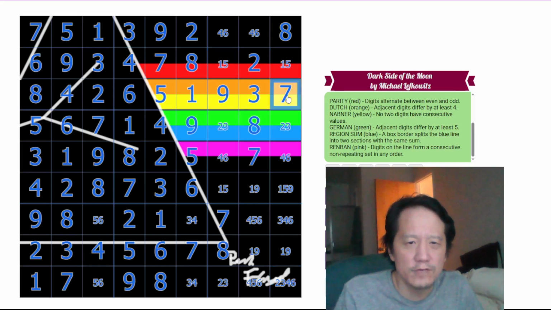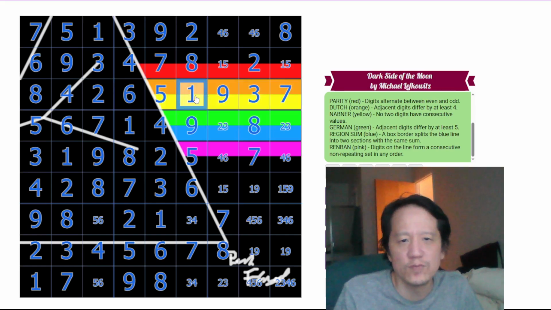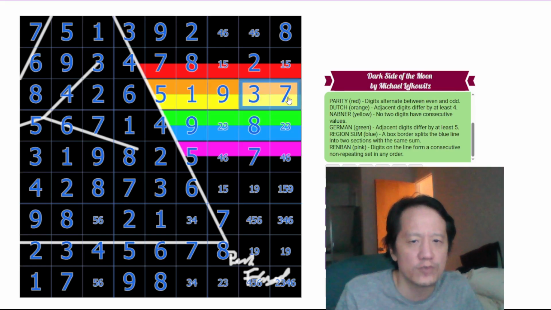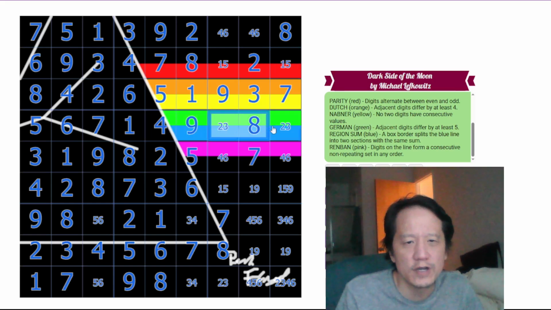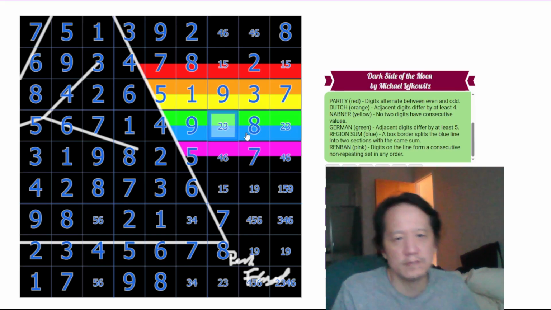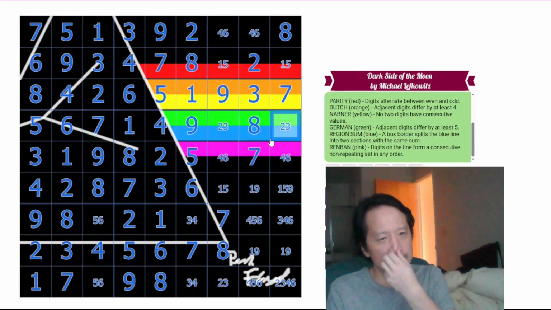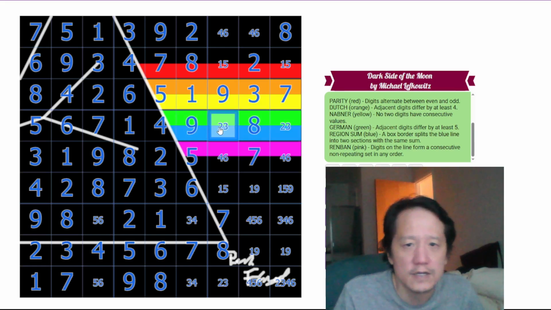1 and 5. This satisfies the Dutch whispers. 5 is 4 away from 1, which is more than 4 away from 9, which is more than 4 away from 3, which is 4 away from 7. 4, 7, 8, odd, even, odd. That works. 4, 9, and 2, 3, 8 add up to 13 each on each side. 4, 5, 6, 7. This still could be 2 and 3 on either side, right? Because they're both between 8 and 9, and they both can be between 8 and 9.